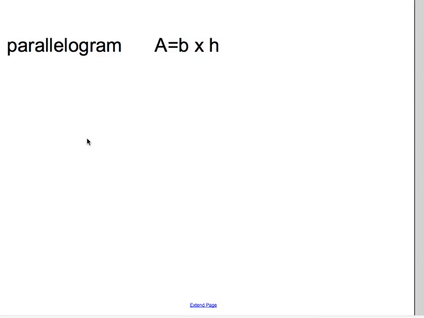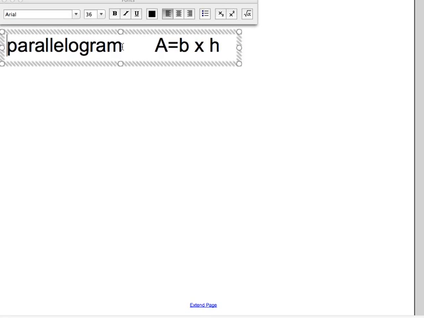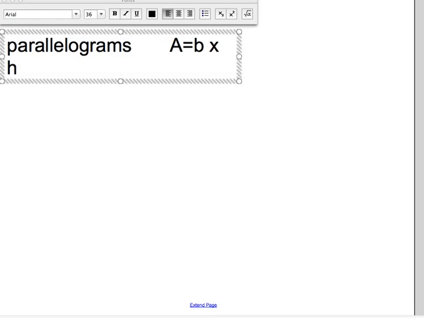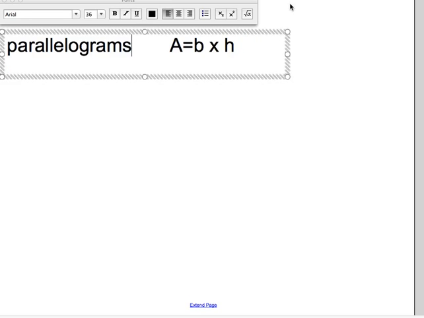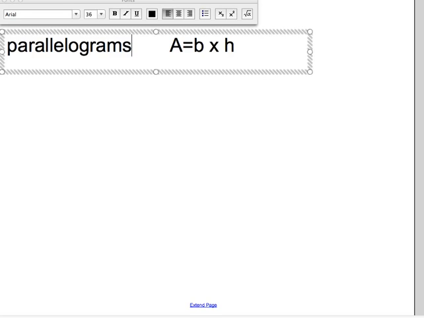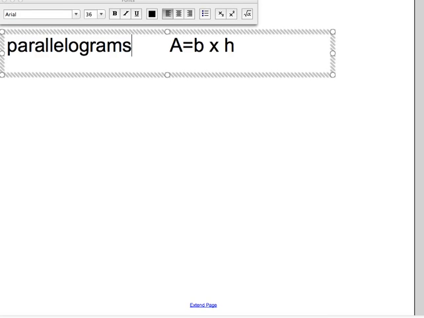In your notebooks, in the last lesson, I had you start a page with the topic area formulas. I want you to go to that page right now, and I want you to add parallelogram. We've got rectangle in there. Well, now we're going to put parallelograms in there. Okay, write that down in your notes. It's the same formula.